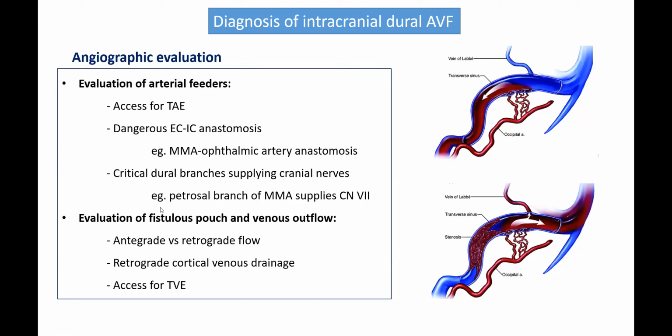The other important point we need to know by angiography is evaluation of the fistula spouts and the venous outflow. Whether the drainage is anterograde, this picture was already shown in the first presentation. Very beautiful picture. We can see the occipital artery here, the feeder, and then draining into the transverse sigmoid. But this is the anterograde flow we can see here.